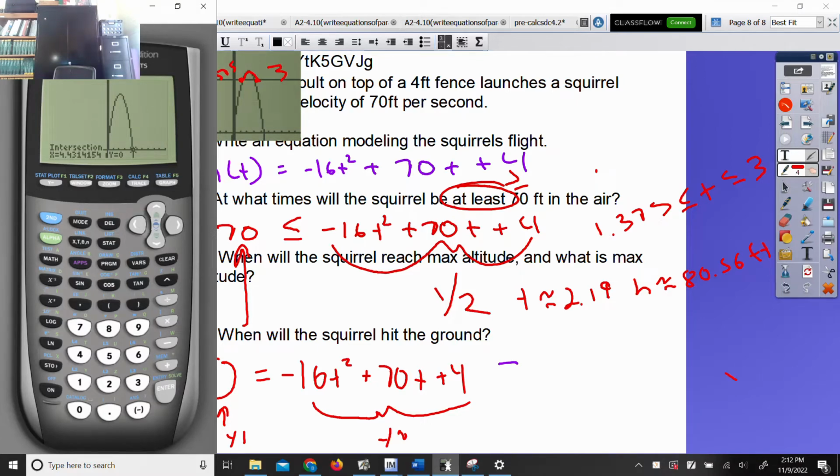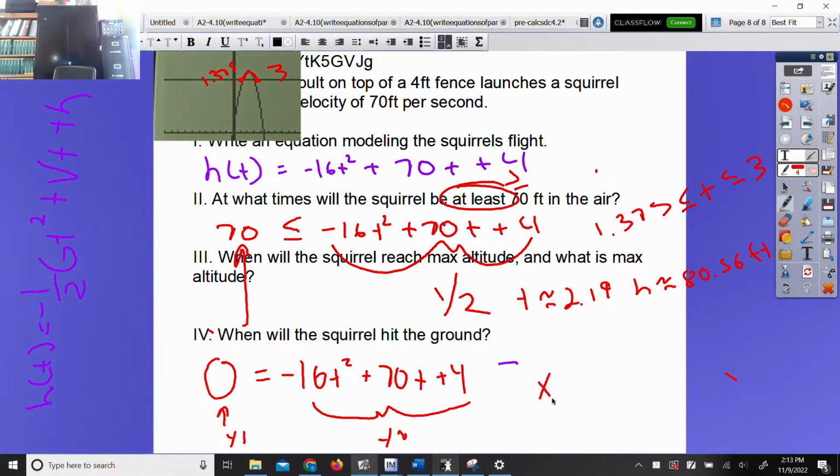Unless it doesn't. Oh no. What's wrong? 4.43. You got frustrated with yourself. Look at your numbers. 4.43 seconds is the x value, isn't it? There's nothing wrong with it. You're getting frustrated. X is about 4.43 seconds.